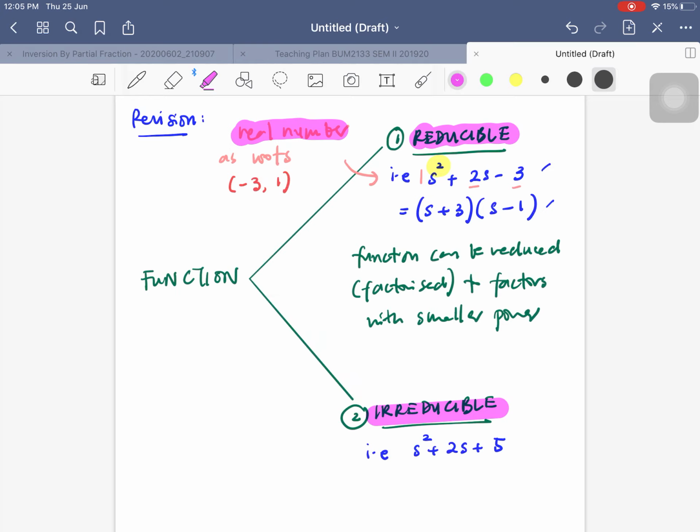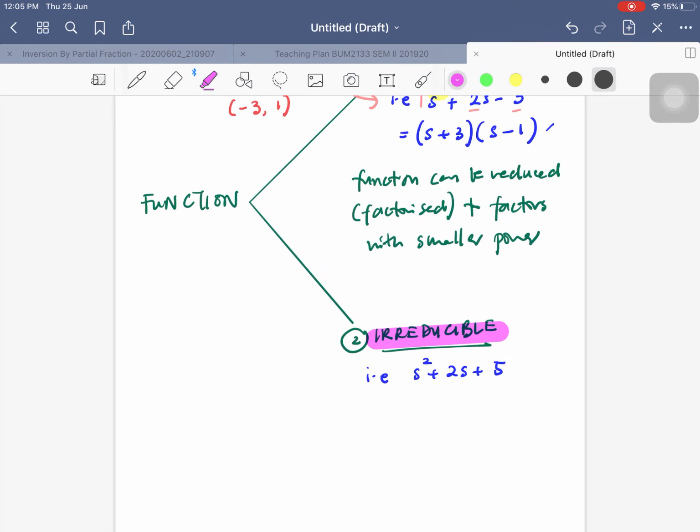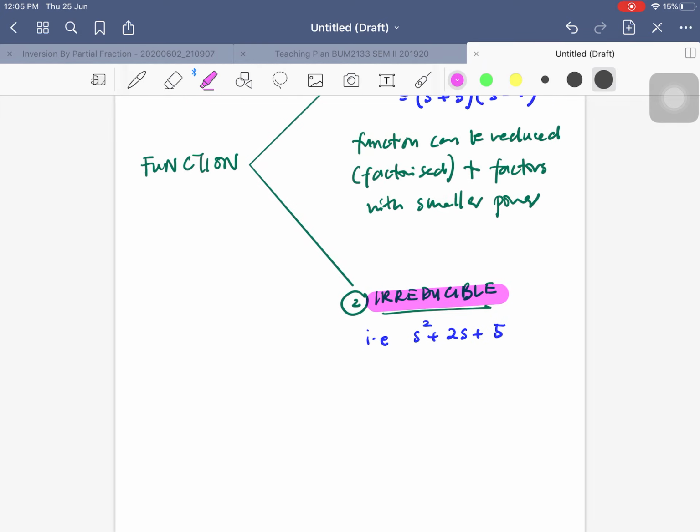Okay, so next, let's have a look at the case of an irreducible function. An irreducible function, of course, is going to be the opposite of that.